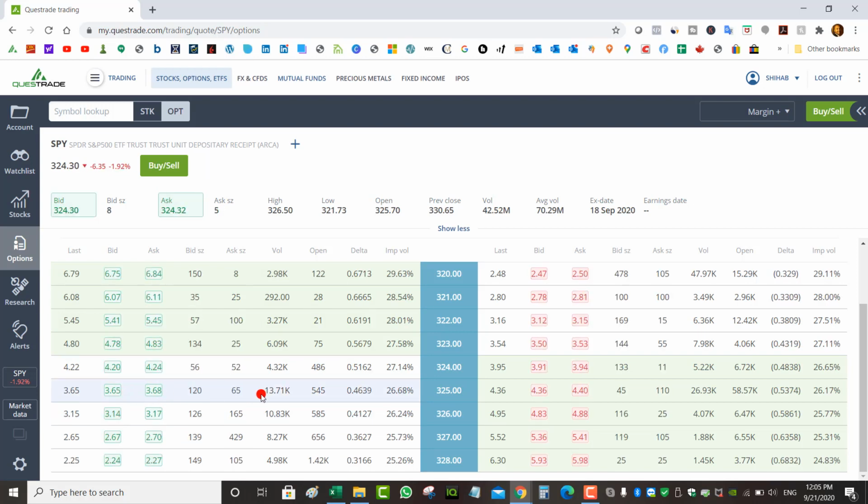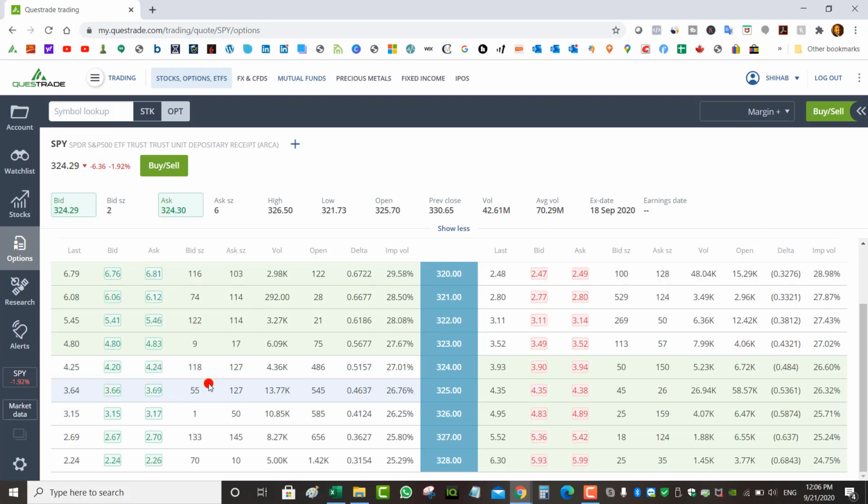But most of the time, instead of exercising, he could just sell that call option and he'll make the same profit, if not more. So if SPY's at 340 before expiry, his call option will be worth much more. It'll be worth at least $15. Why $15? Because 340 minus 325 is 15. At expiry, that'll be the value of that call option.